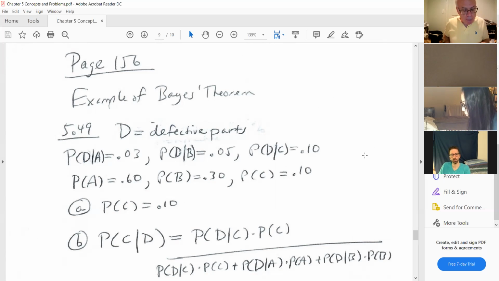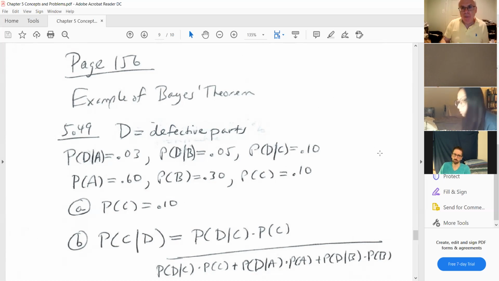Now, total output from these machines. Well, 60% of the total output comes from machine A. 30% of the total output comes from machine B, and 10% of the total output comes from machine C. One item is selected at random from a day's production. The first question is, what is the prior probability that the item came from machine C?